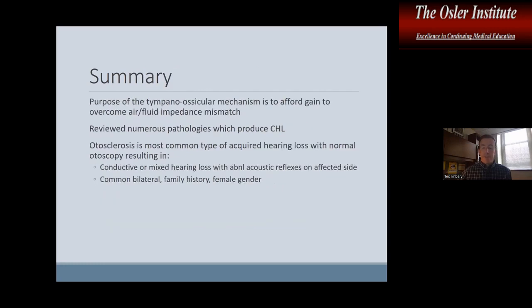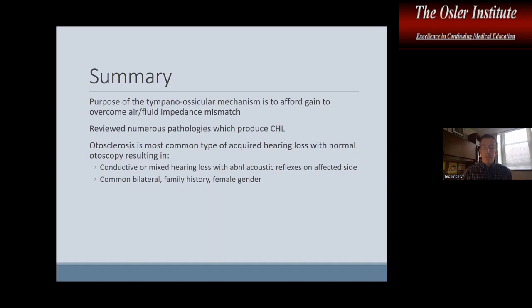So again, that was a whirlwind tour of conductive hearing loss, but we discussed the middle ear mechanics and how it's mostly there to overcome the air and fluid impedance mismatch. We discussed some of the pathologies which produce conductive hearing loss. And then we spent a lot of time here at the end discussing otosclerosis, which is a very high yield topic for the boards.